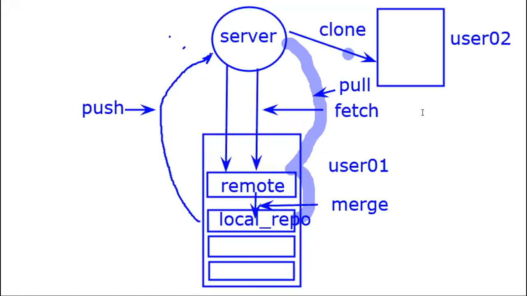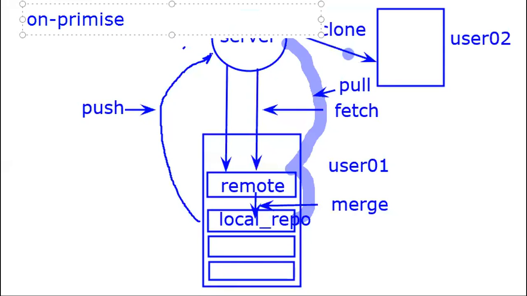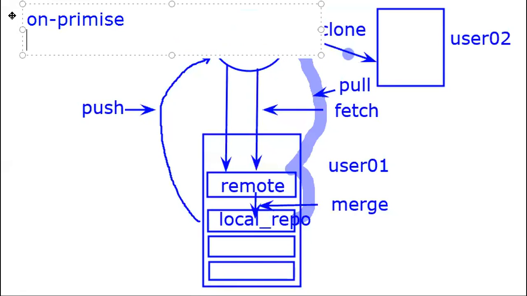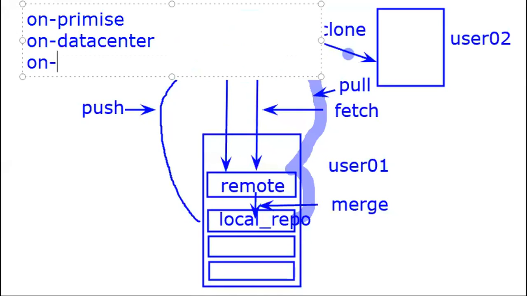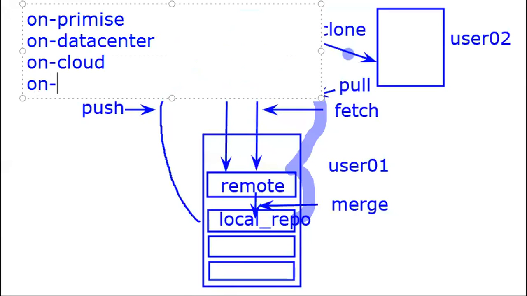In real time, the server can be on-premise, that means in your office. It can be in a data center, or it can be in the cloud, or on the internet. The server can be anywhere in the world. It can be in your office, in some data center, somewhere in the cloud, or anywhere on the internet.